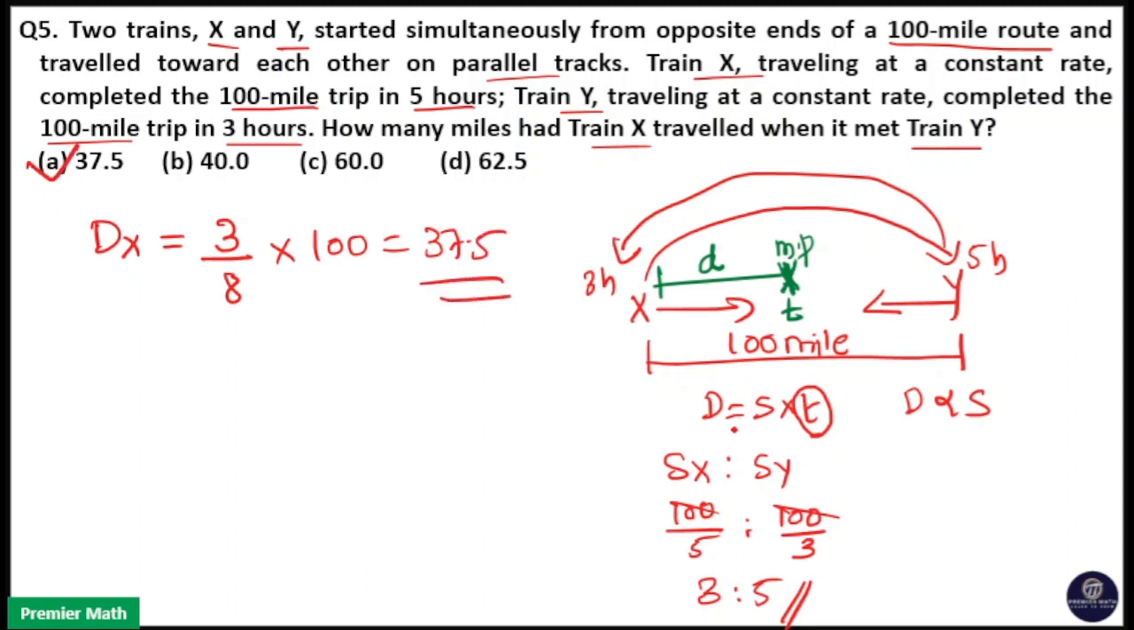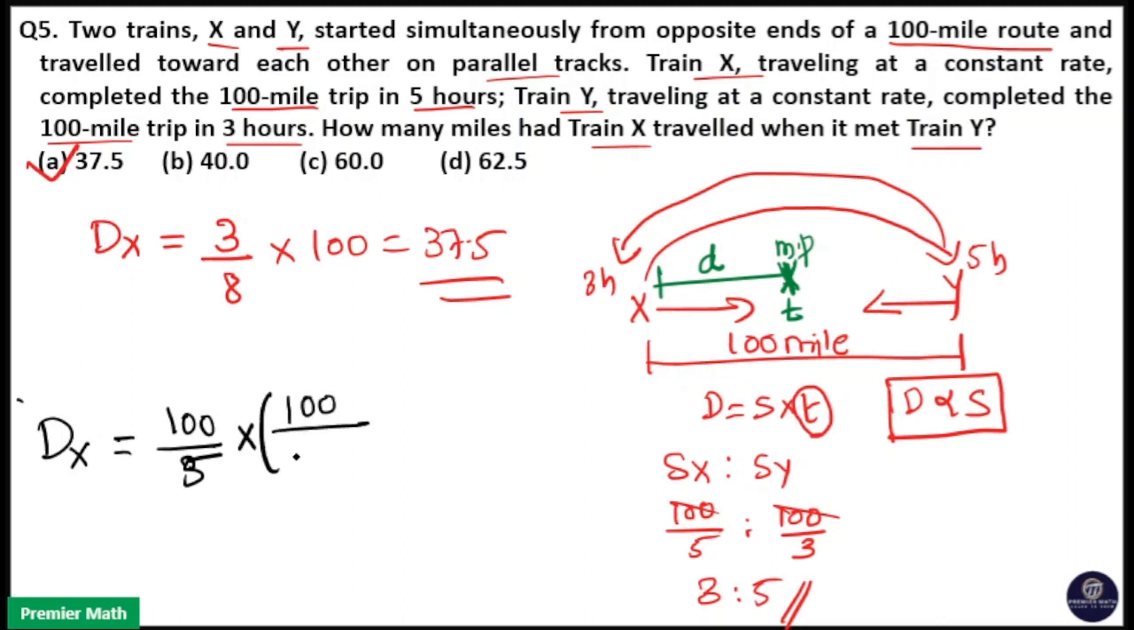So whenever you have time of meet questions, use this: distance is directly proportional to speed. And if you want to find it in the normal way, using an equation, distance traveled by X is equal to speed of X, that is 100 by 5, into time of meet. Time of meet is equal to total distance divided by relative speed. Relative speed is equal to 100 by 5 plus 100 by 3. Both are traveling in opposite directions.